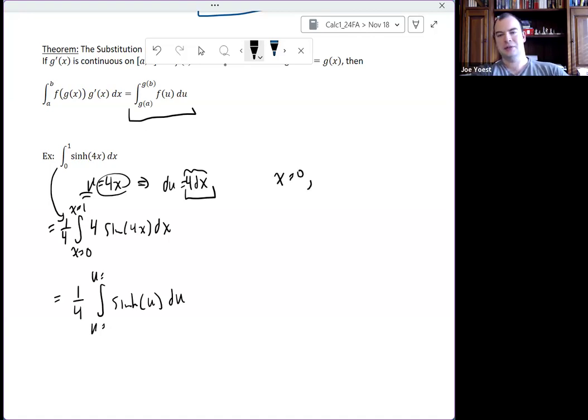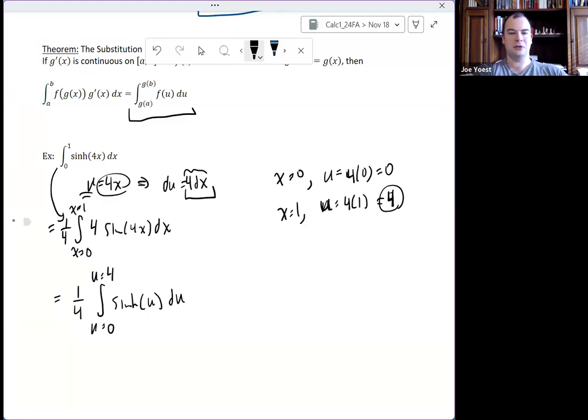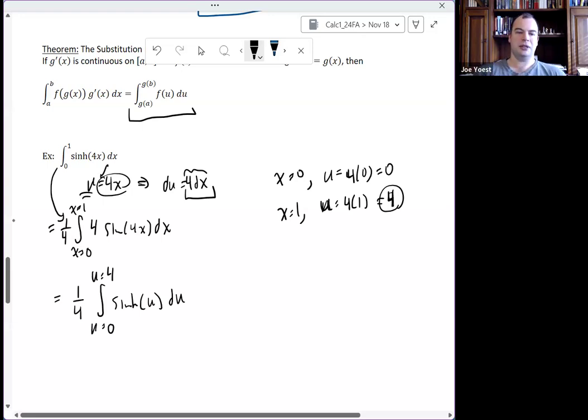When x is 0, u is 4 times 0. It is 0. So we actually are integrating from u equals 0, but when x is 1, u equals 4 times 1, or 4. So x goes from 0 to 1, but since u is 4x, u is kind of stretching things out by a factor of 4, u goes from 0 to 4. And now I can do this integral.